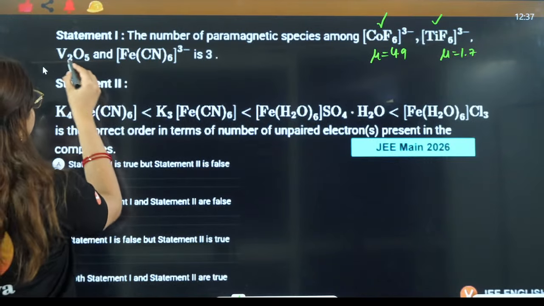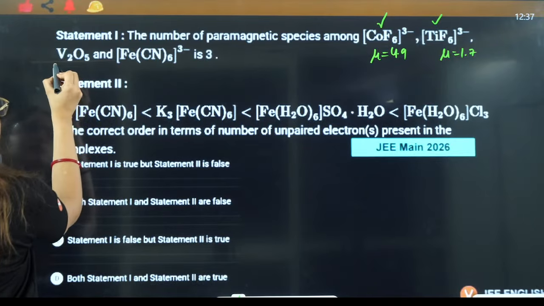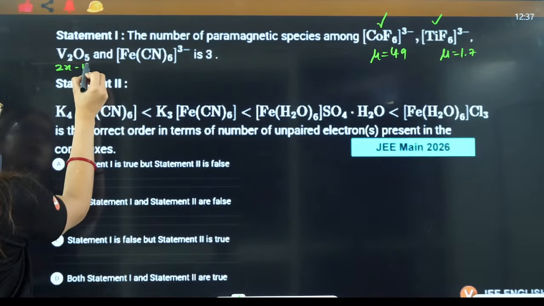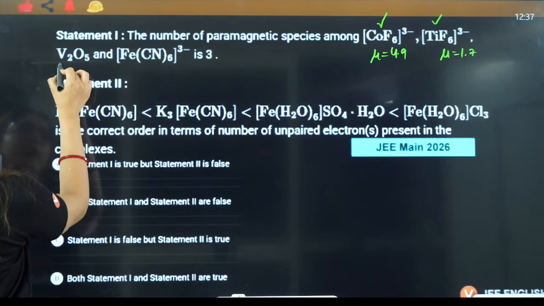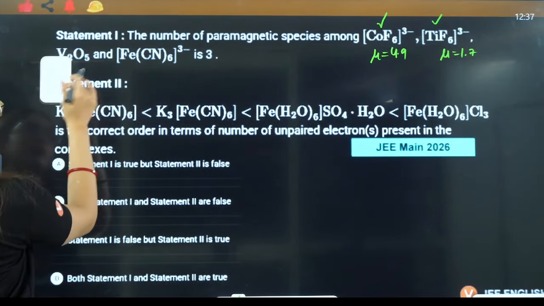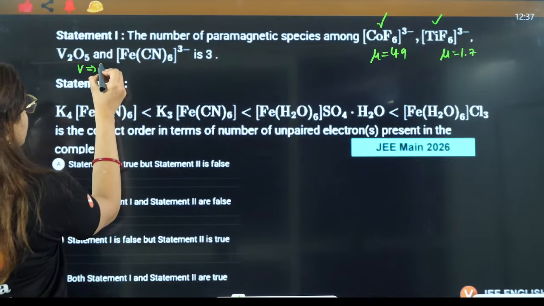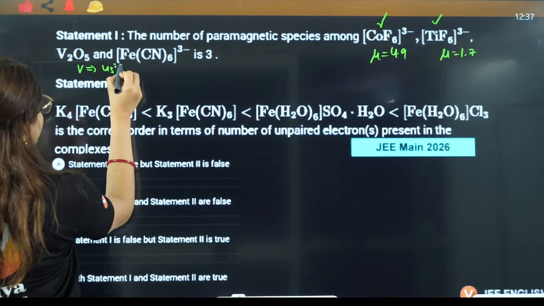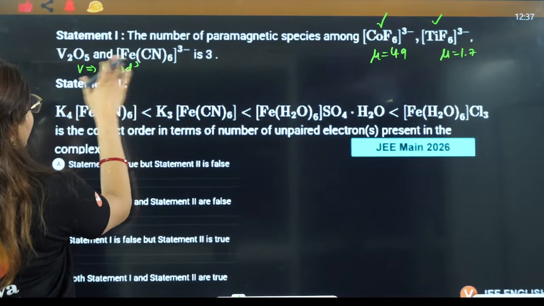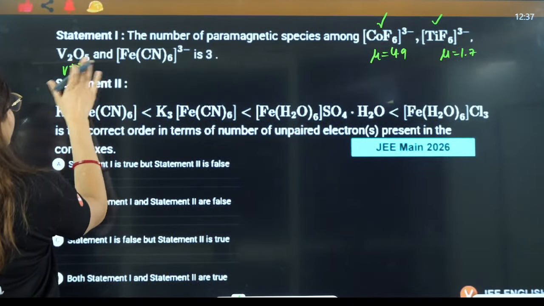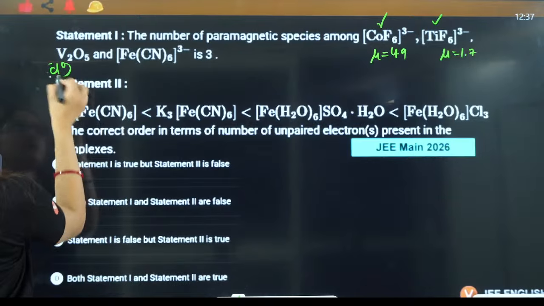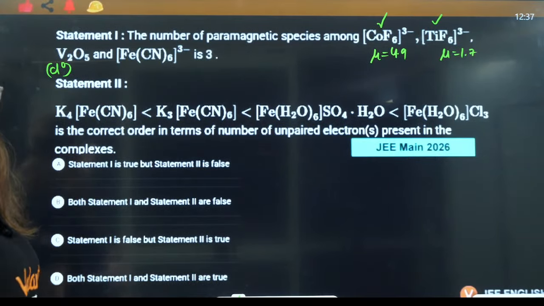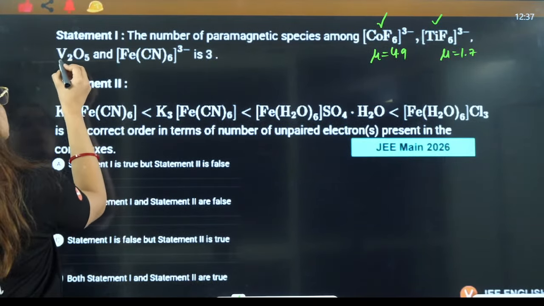Tell me, vanadium oxide: 2x minus 10 is equal to 0, so x is equal to plus 5. Vanadium is 4s2 3d3. You take out 5 electrons, so vanadium plus 5 will become d0. D0 will always be diamagnetic no matter what, so it is diamagnetic.